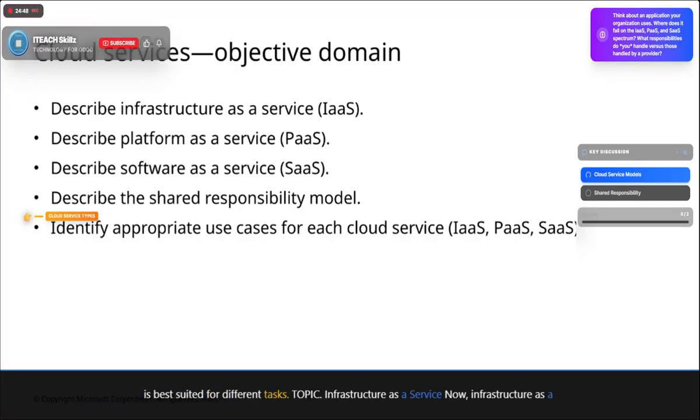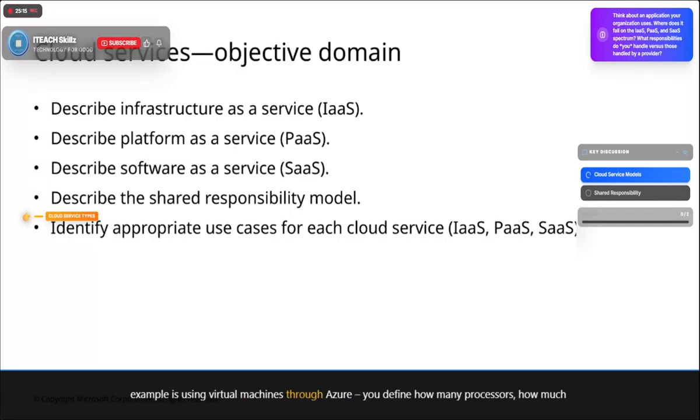Topic: Infrastructure as a service. Now, infrastructure as a service, often shortened to IaaS, gives you the building blocks of IT, servers, storage, networking, but you manage everything on top of that. Think of it like renting an empty office space. The landlord provides the walls and basic utilities, but you furnish it, set up your computers, and handle all the internal operations. A great example is using virtual machines through Azure.